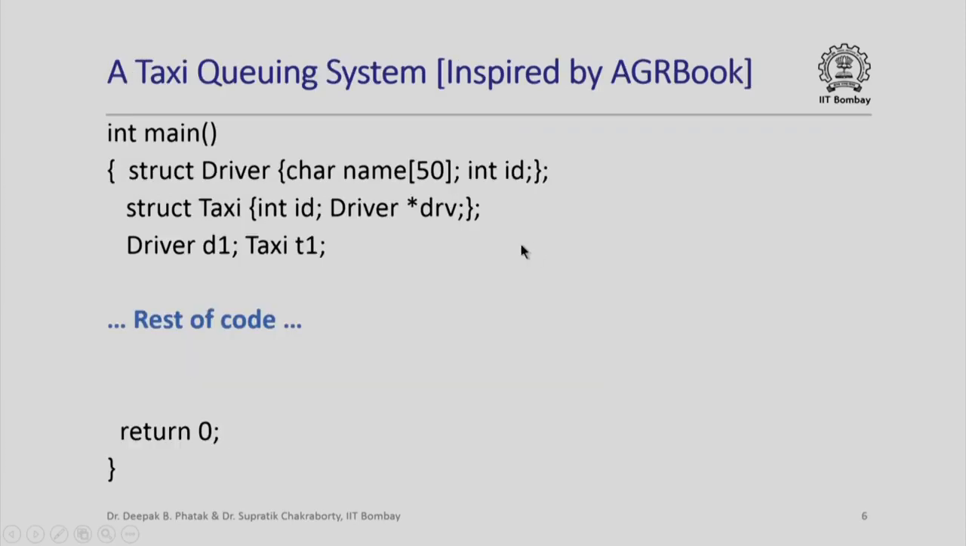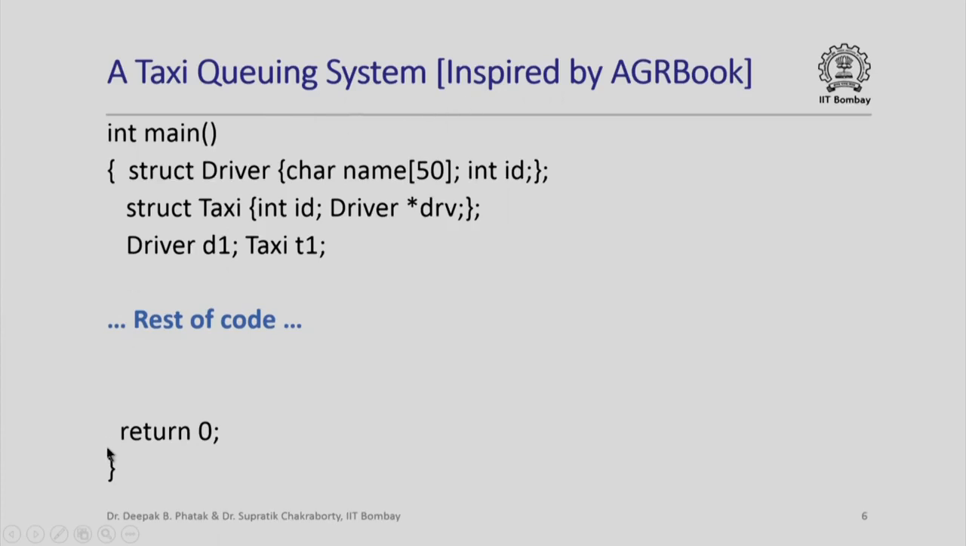Let us see how this memory layout might look like for a simple program like this. Now, this program is actually part of a taxi queuing system. We will see the complete program for the taxi queuing system in a later lecture, and this taxi queuing system problem is actually inspired by an example in AGR book.